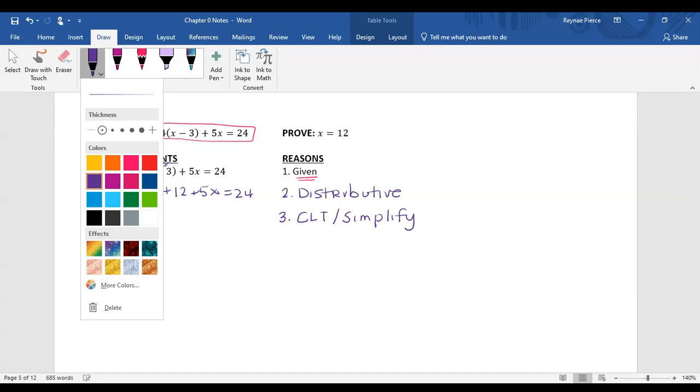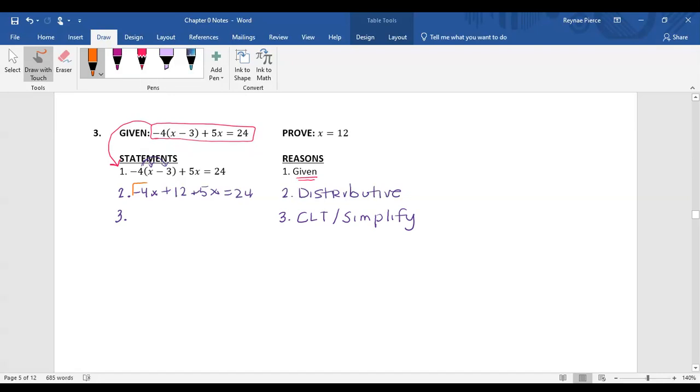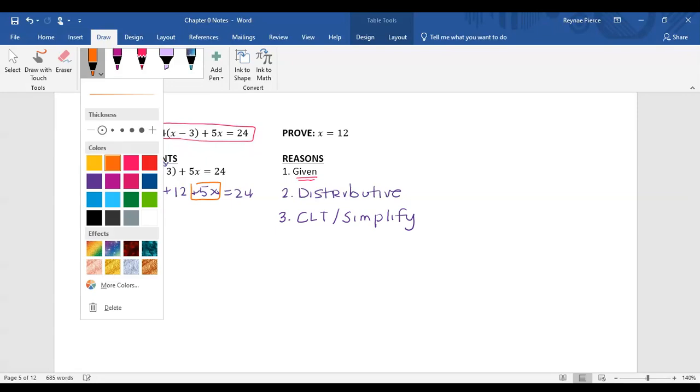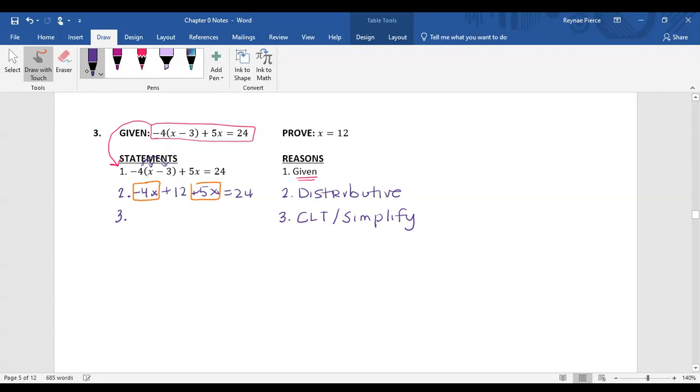I am taking this term that has an x and this term that has an x, both on the left side of that equation, and I am combining them. So negative 4 plus 5 is x. We didn't change the plus 12, and we did not change 24. And to get to x equals 12, we used the subtraction property of equality.